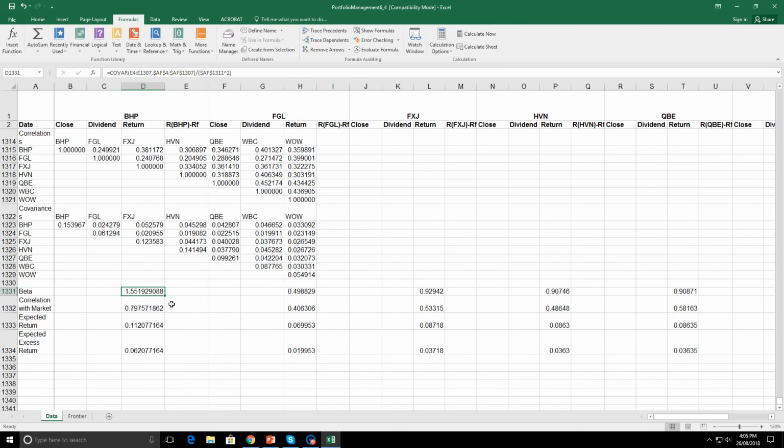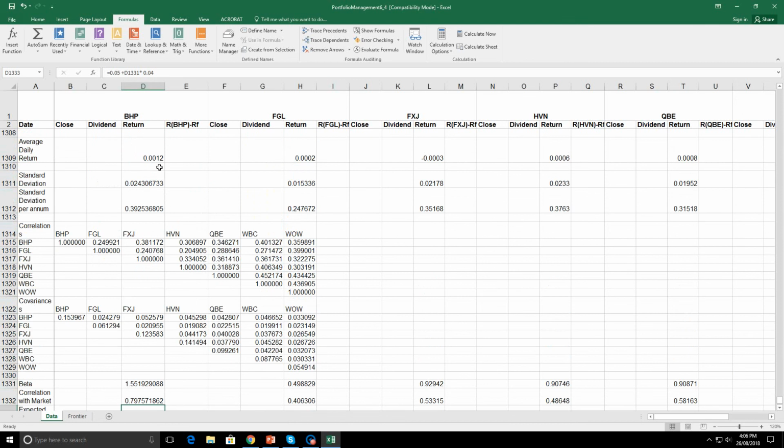Either way you calculate, using this COVAR function, using the SLOPE function, or running regression, you should get the same answer. However, you will see that sometimes there may be a very slight estimation error, so the results might slightly vary from approach to approach. However, either one is correct. So we calculated beta for each of these stocks, and then we calculate expected return.